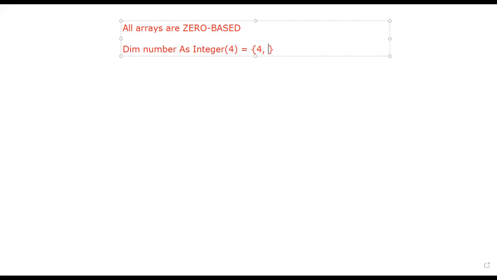Then 5 elements. Okay. So 4, 6, 3, and 2. Okay. Now we say dim number as this. Now, if we say an array is 0 based, we are trying to say that the first index of the array will always start from 0. The second is 1. The third will be 2, 3, 4.